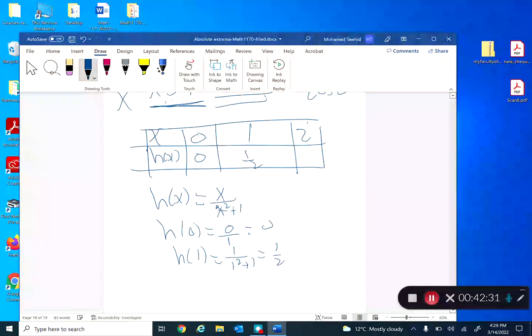And now what is the last one here? h of 2. It will be 2 over 2 squared plus 1, which is 2 over 5.